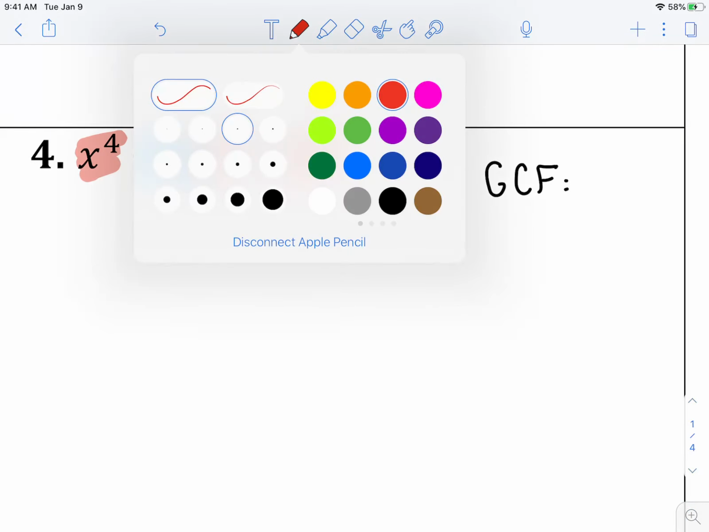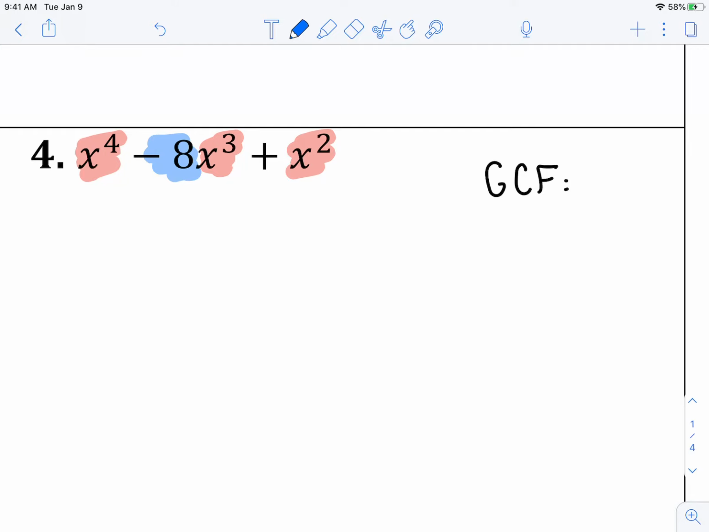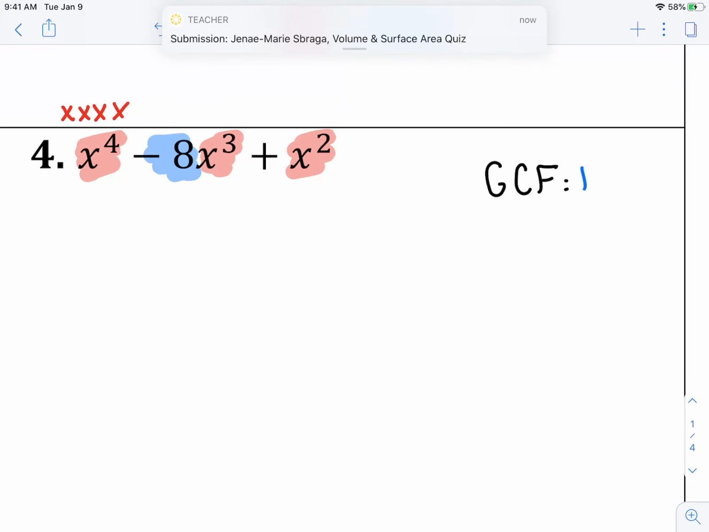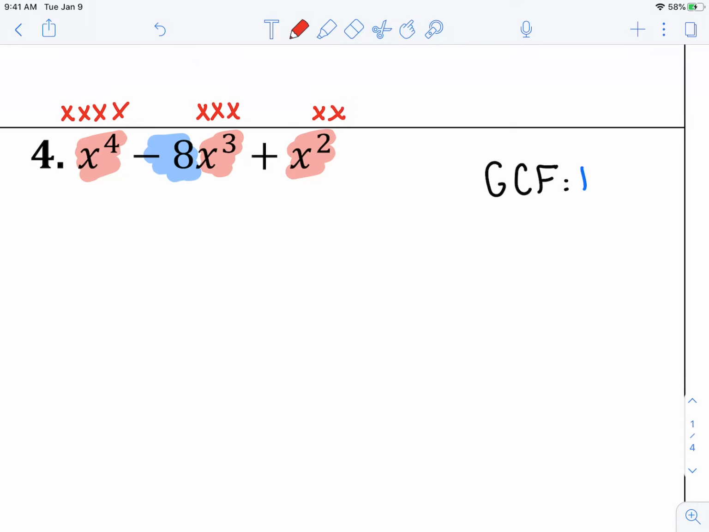Okay, number 4. So I have a 1, an 8, and a 1. So the factor that they all share is a 1. And then for the x's, this one has 4, this one has 3, and this one has 2. So if I look at the number of x's that they share, they all have at least 2. So that is what I'm going to be pulling out, x squared. So out of the first term, I take 2 out. I'm left with 2. I didn't do anything with the coefficients, but I did take 2 x's out, so I'm left with 1. And if I take everything out of that term, I'm left with just a 1.